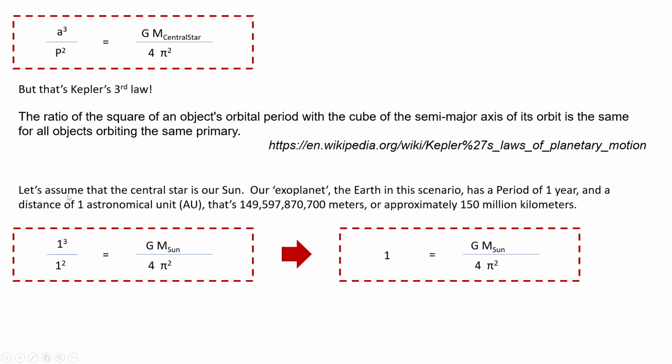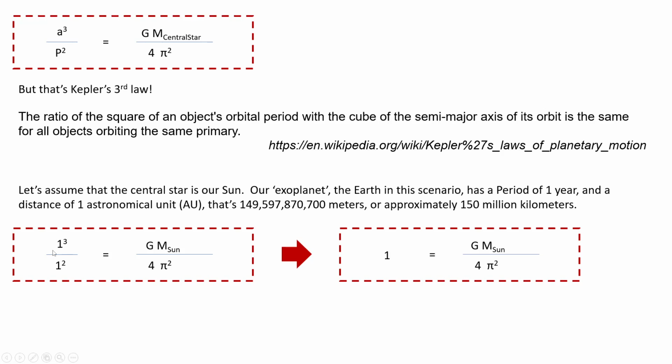Okay, let's assume that the central star is our sun, and our exoplanet is the Earth. How long does it take for our Earth to make one orbit around our sun? Well, it takes 1 year. And what's the distance between the sun and our Earth? It's 1 astronomical unit, 1 AU.